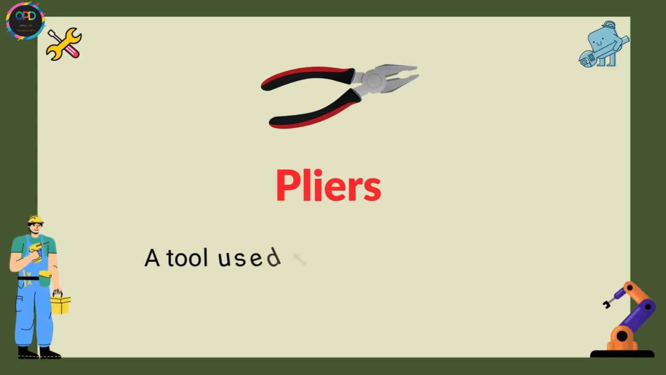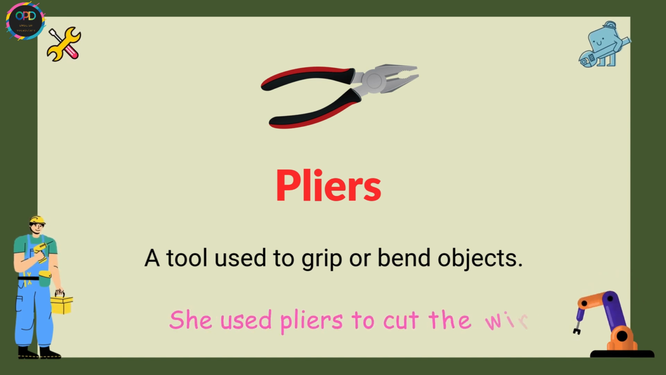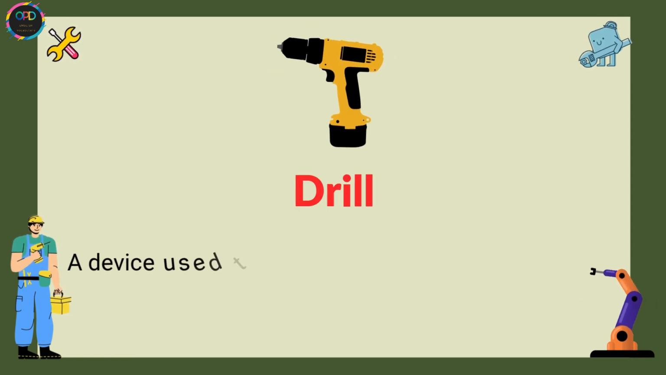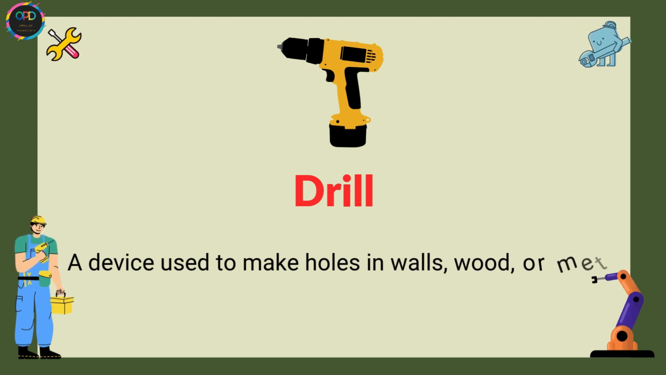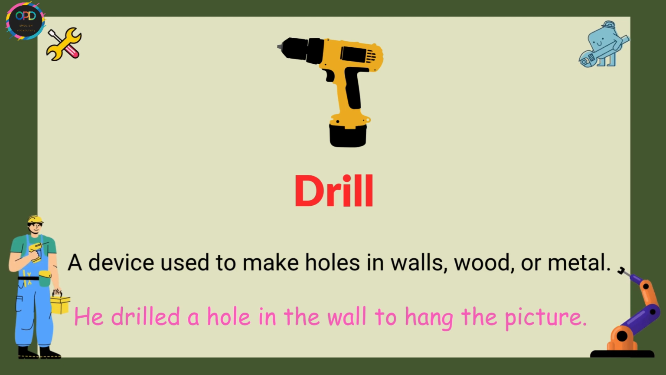Pliers, a tool used to grip or bend objects. She used pliers to cut the wire. Drill, a device used to make holes in walls, wood, or metal. He drilled a hole in the wall to hang the picture.